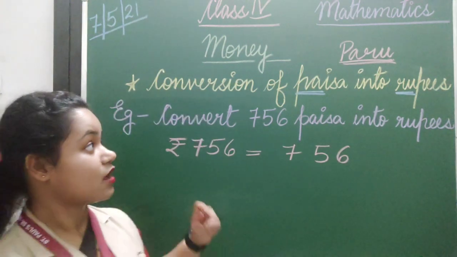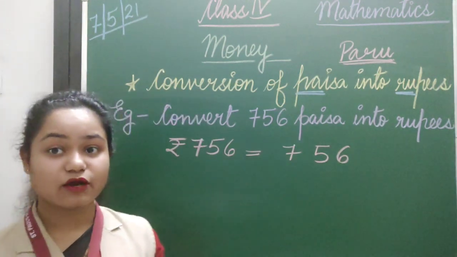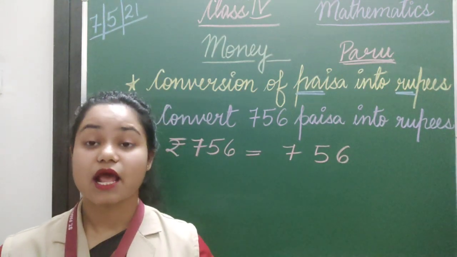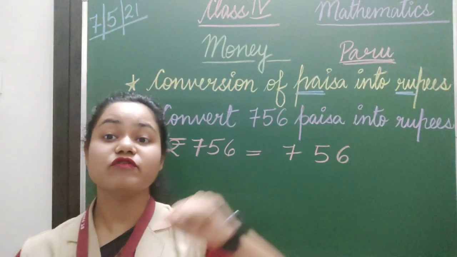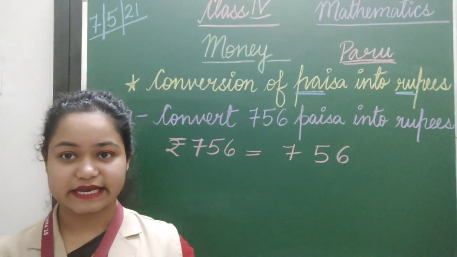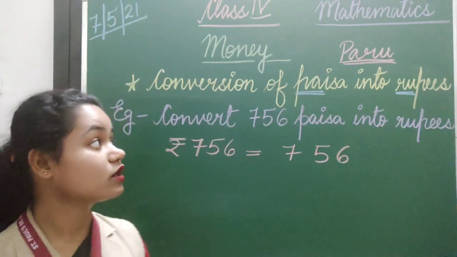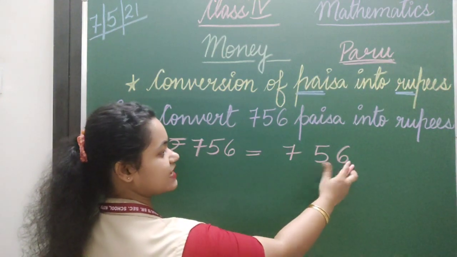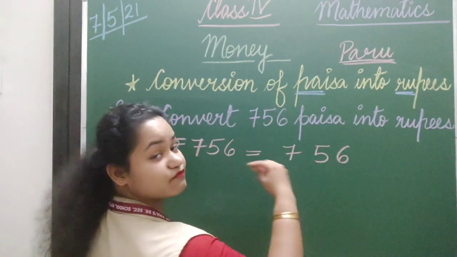Okay. Now, what does Paru do? Paru is just different from Rupa. Just opposite. Rupa used to remove the point. Now, Paru wants the point in. Paru likes the point. So, what does Paru do? She just writes the number as it is and then leaves 2 digits from the right hand side.